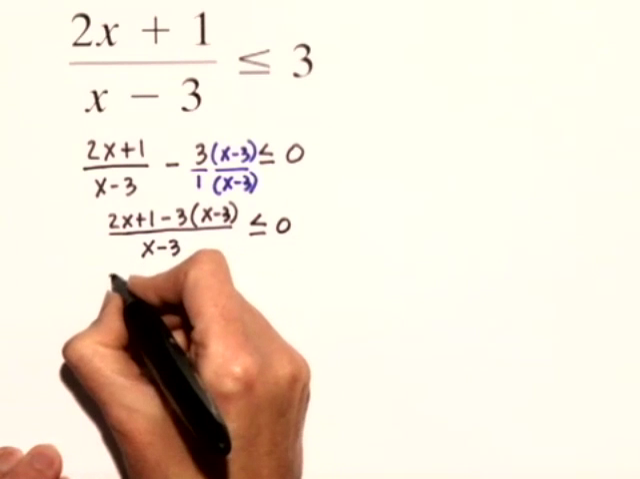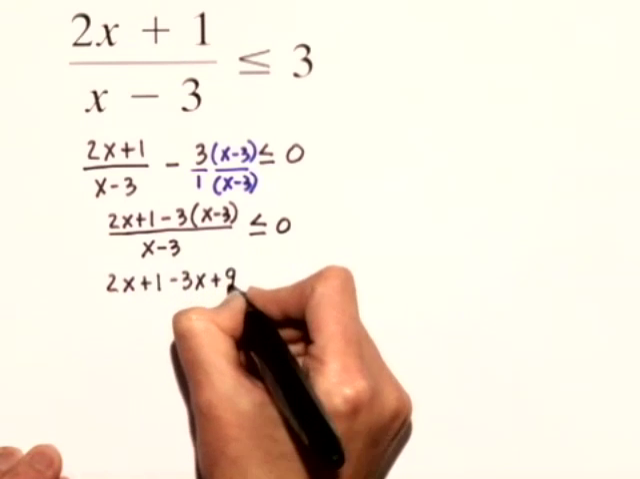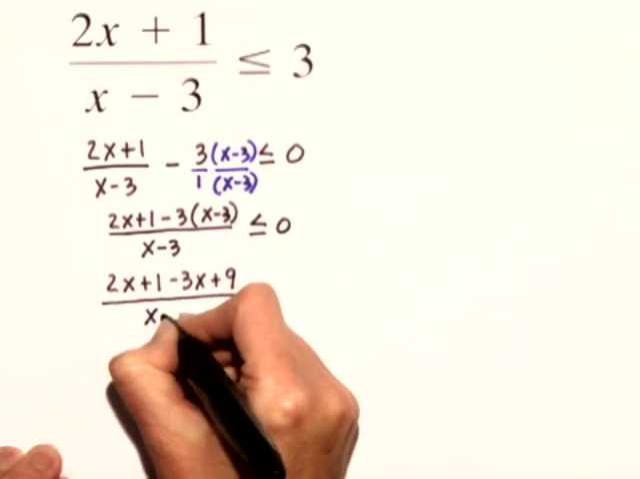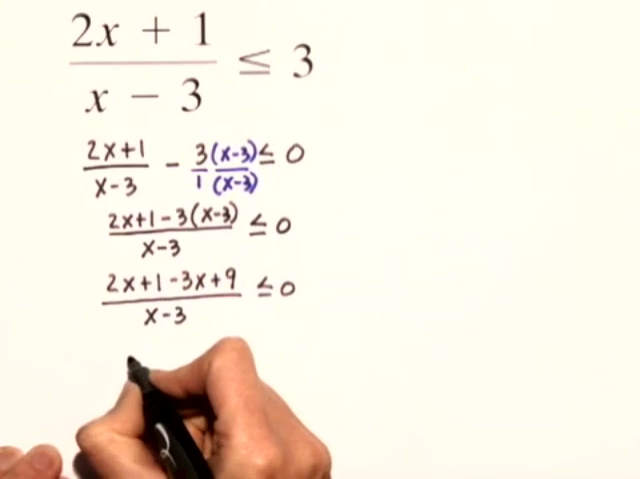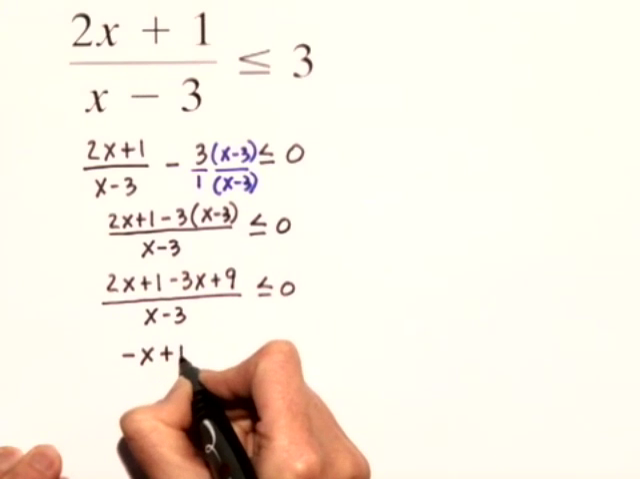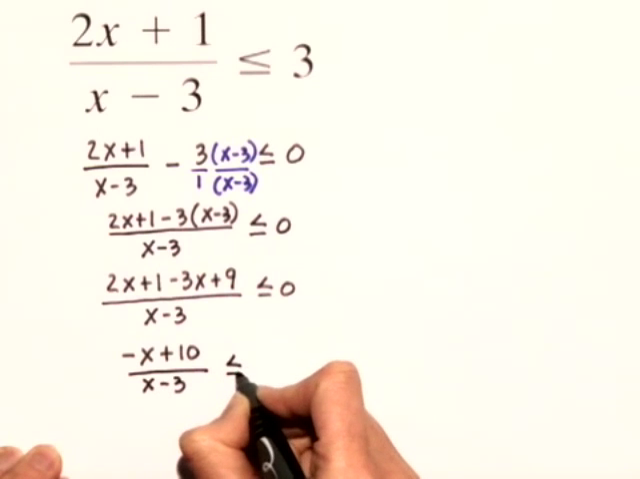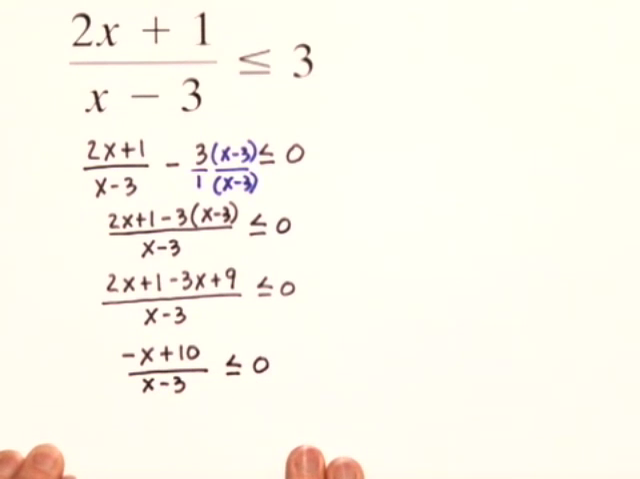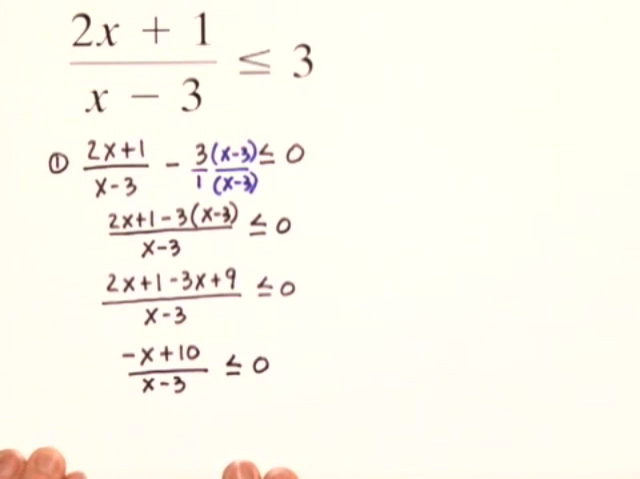Let's simplify, and we get (2x + 1 - 3x + 9)/(x - 3) is less than or equal to 0. In the numerator, we get (-x + 10)/(x - 3) is less than or equal to 0. Now, this was all a part of step 1. We wanted to make sure that we had all of our terms on one side and 0 on the other side. Now we're ready to move on to step 2.